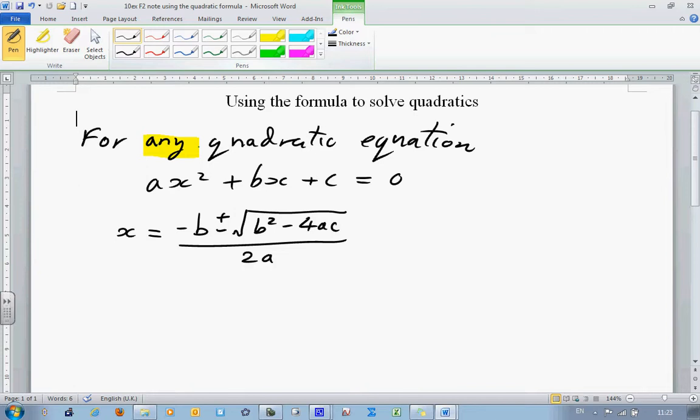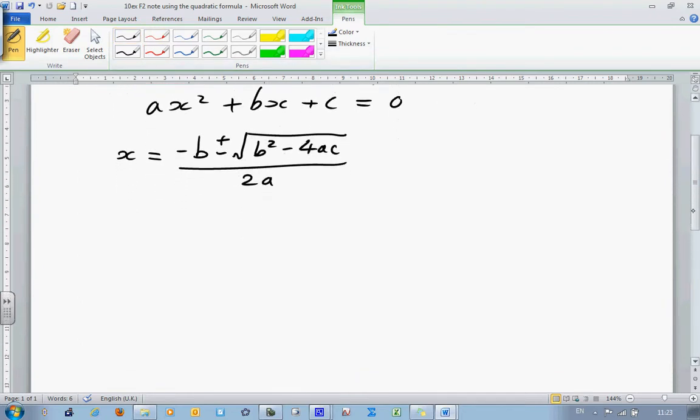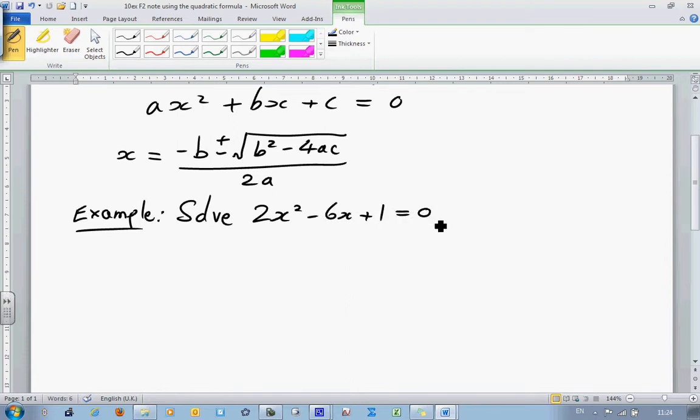If they're in that order, then this formula below, x is minus b plus or minus the square root of b squared minus 4ac all over 2a, is the quadratic formula. And what we're going to do is use that quadratic formula to solve this example, and we'll do it here. 2x squared minus 6x plus 1 equals 0. Now I've chosen this one because it doesn't factorise, and so all the tricks we've been using before on factorising won't work here, but we can still solve it.